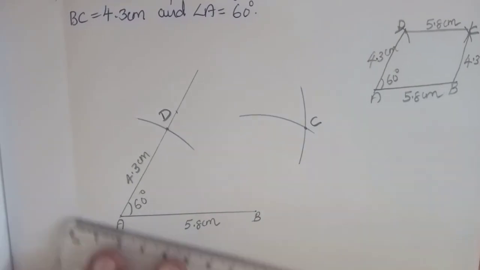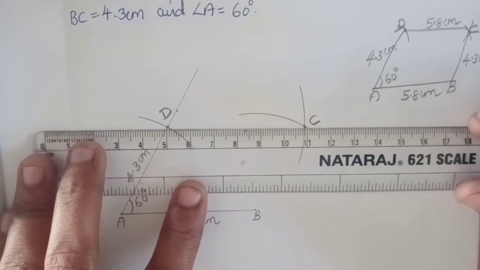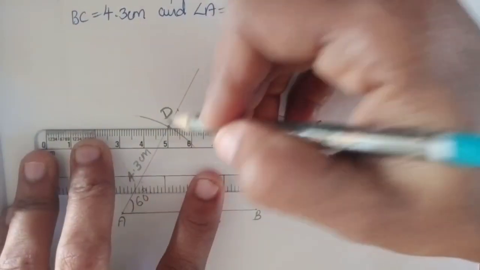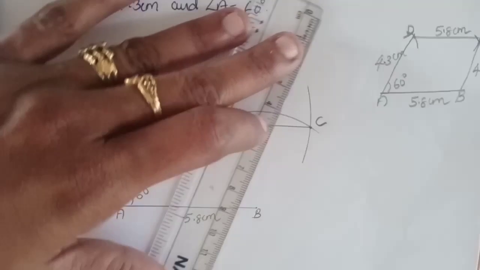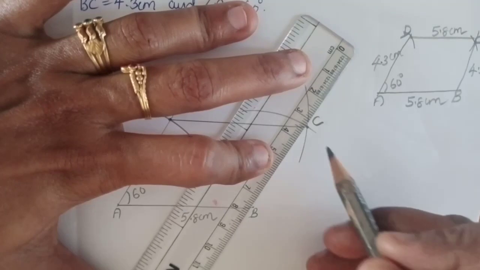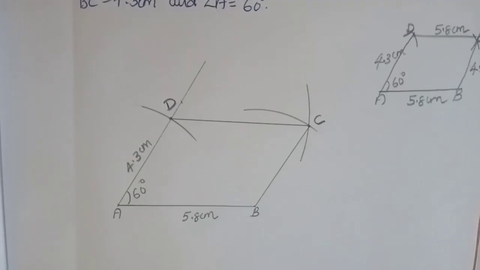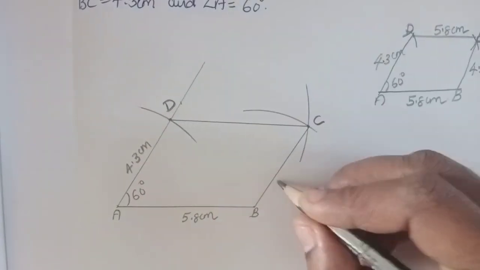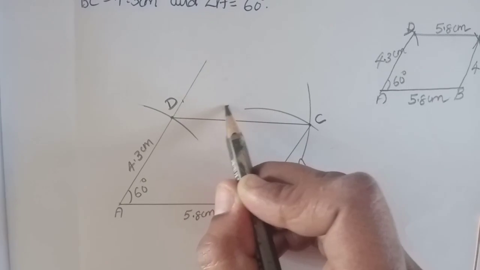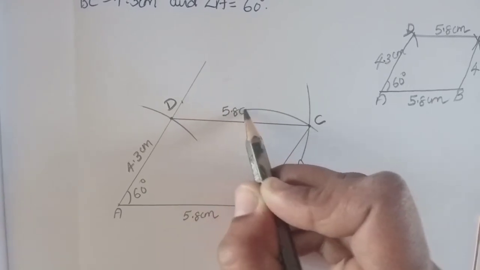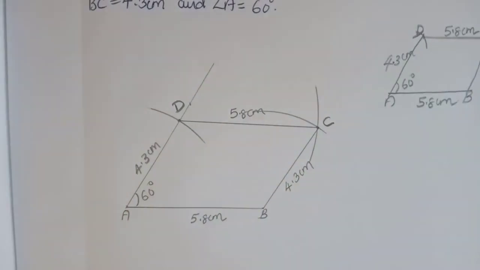Then join CD and BC. So, AD is 4.3, BC is also 4.3, AB is 5.8, CD is also 5.8. So, ABCD is the required parallelogram.